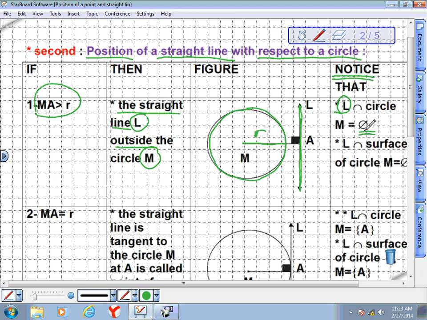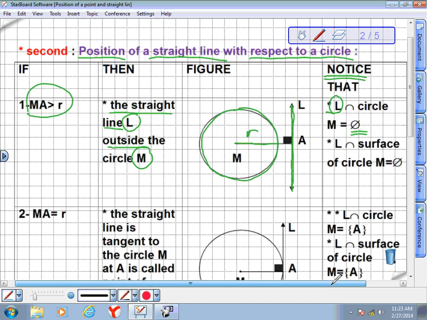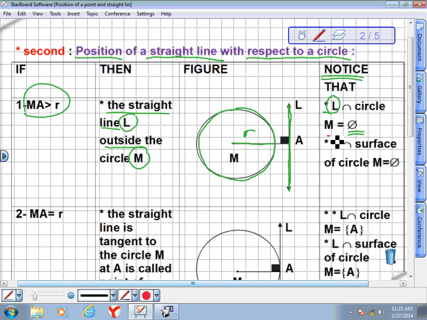The second note in this case, that the straight line L intersects the surface of circle M equals phi. Now the question will be, what is the difference between the intersection with circle M and the surface of circle M? We will notice that the circle M is here.